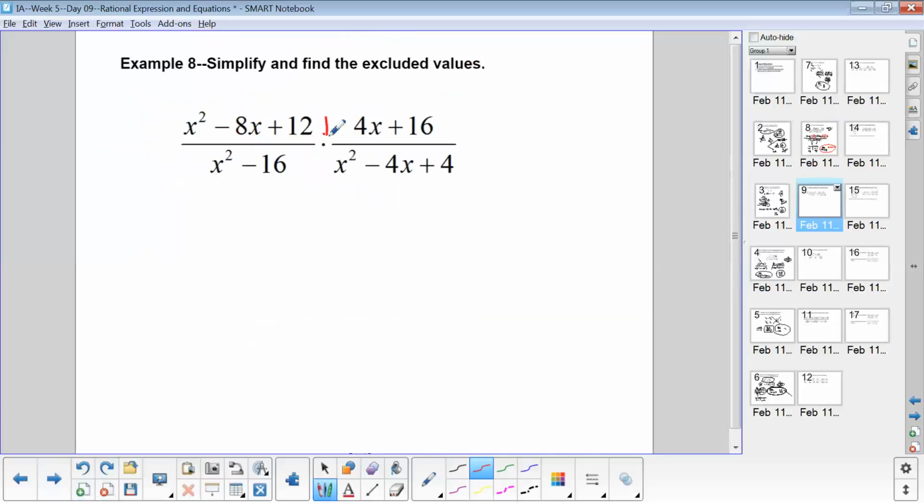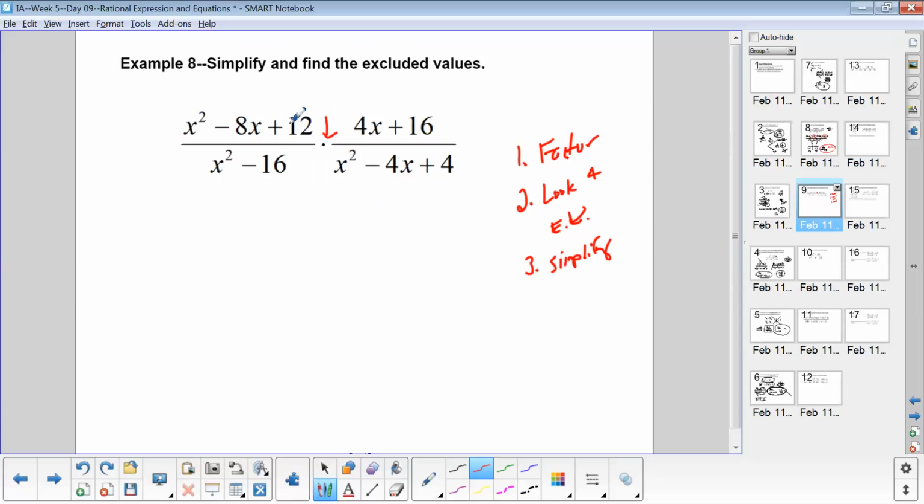All right, I see multiplication. So again, you're always trying to factor as much as possible. You're looking for your excluded values, and then you want to simplify, seeing what will divide out.